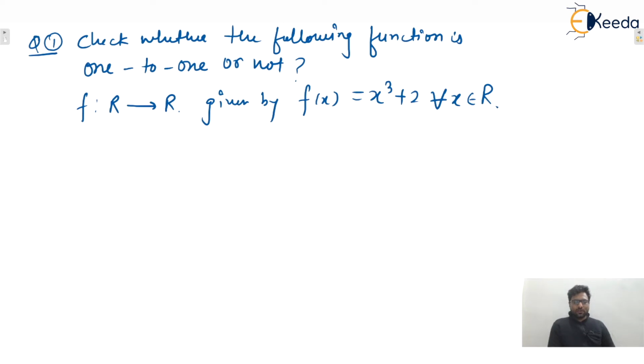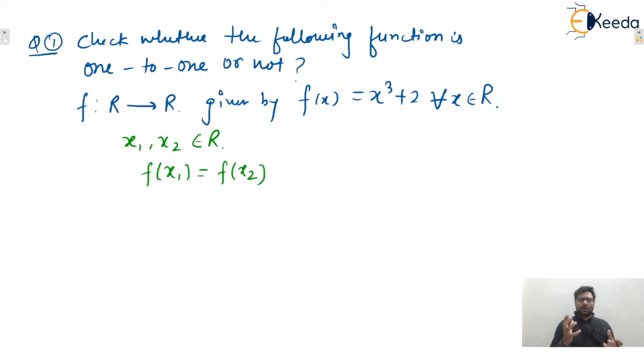Then what is the procedure? Let's consider two elements, x1 and x2, belonging to the set of real numbers. Also assume that f(x1) is equal to f(x2). That means the images of x1 and x2 are the same, meaning both x1 and x2 have the same image.